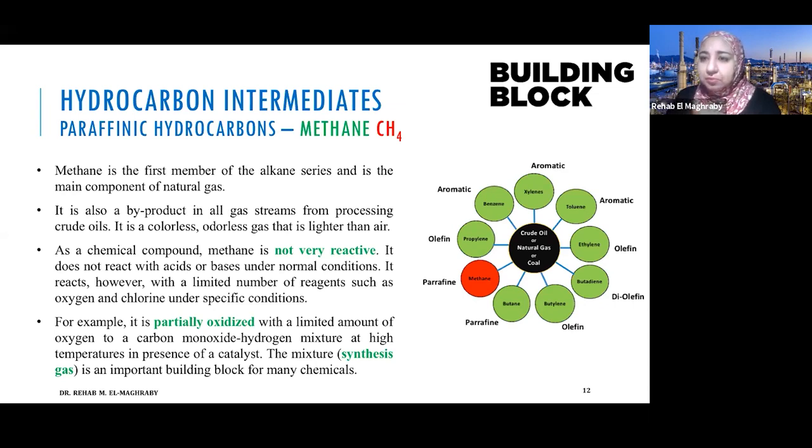Also, one of the important uses of methane is to produce hydrogen. Because methane is CH4, one carbon to four hydrogens, you can produce a lot of hydrogen from methane, through partial combustion of methane. This hydrogen is valuable for ammonia production, for example. So you use it to produce ammonia.